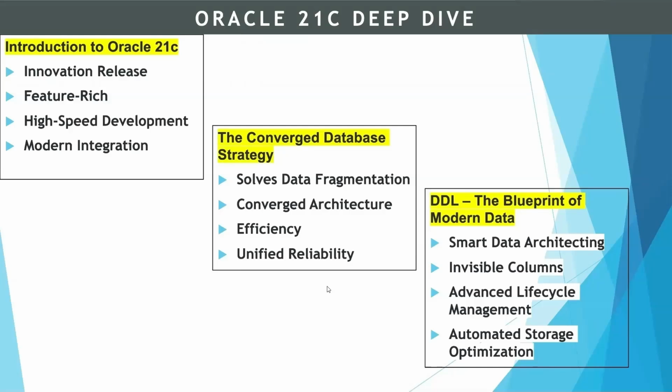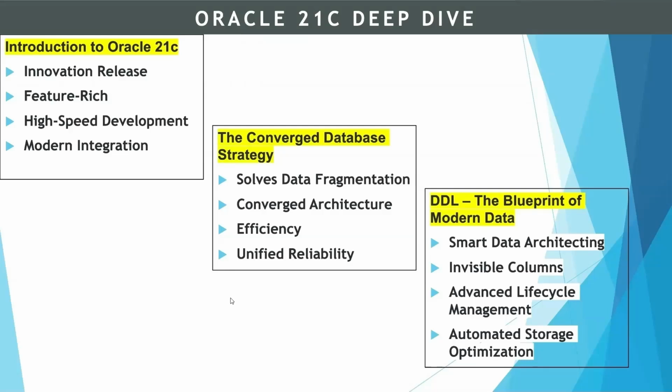Okay, think about Oracle 21c not as a replacement of 19c, but as your R&D lab. While 19c is a long-term release focused on stability, 21c is the innovative release. It's where Oracle introduces cutting-edge features early, so we can start building next generation applications today.